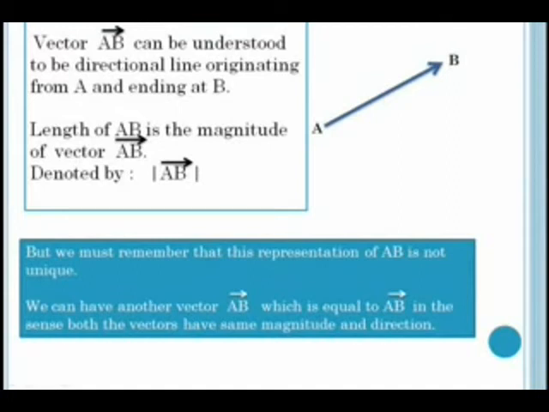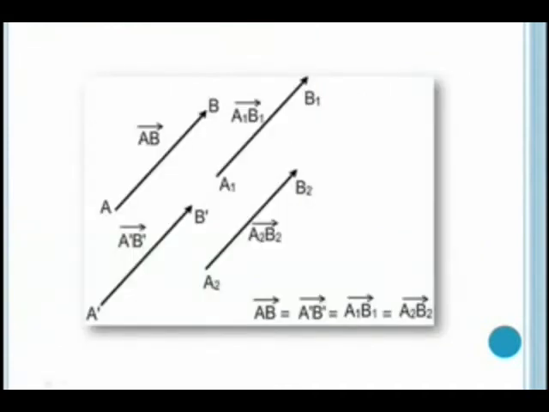Now we must also remember that this representation of AB is not unique. Why so? This is because we can have another vector which is equal to AB in the sense that both the vectors have the same magnitude and direction. So if we say that this is the vector AB, it's not necessary that this vector is unique. We can have another vector which has the same magnitude and the same direction. How? Let us say that this is the point A, this is the point B, and this is the vector AB. Let us say that this is a point A1 and this is the point B1, and this represents a vector A1B1. Now we can have this A1B1 parallel to AB, and we can also have the magnitude of this vector equal to the magnitude of AB.